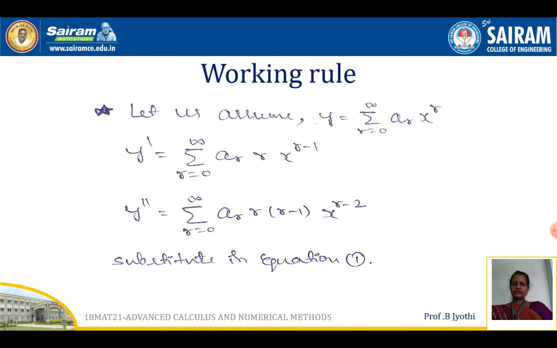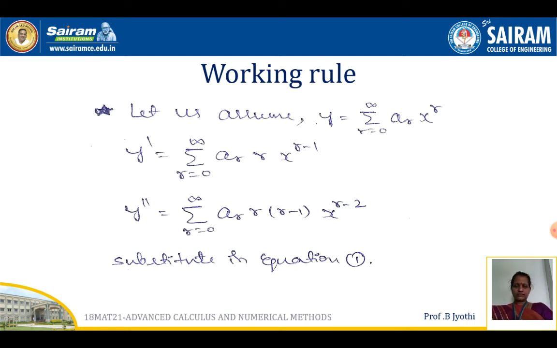So we will assume the solution to be in the form of y is summation a_r x power r, where r is 0 to infinity. And when we put r equals 0 to infinity, we will be getting a0 plus a1 x plus a2 x square and so on. Instead of writing this, we can write it in the simplest form, that is a summation.